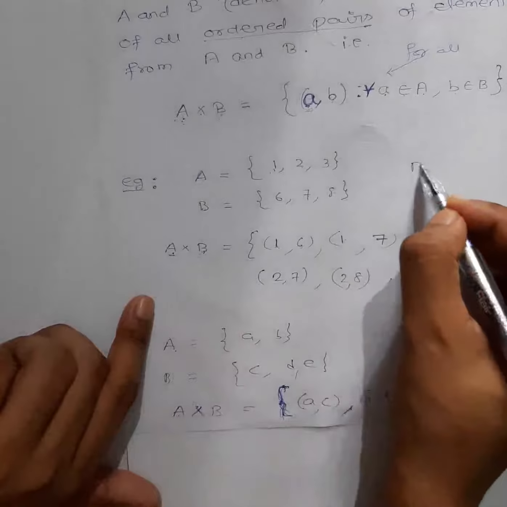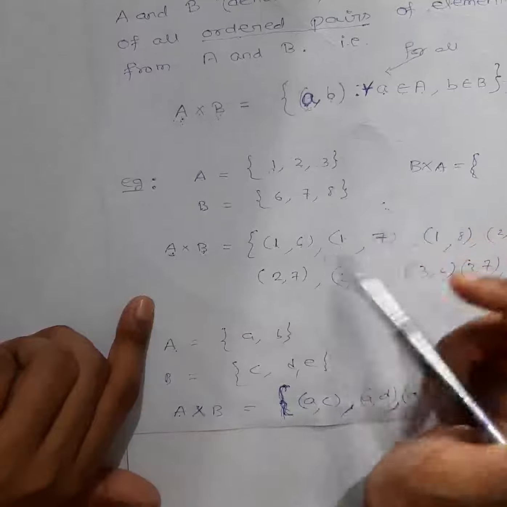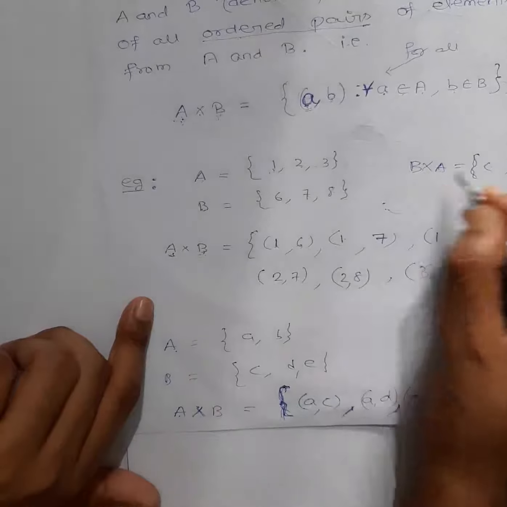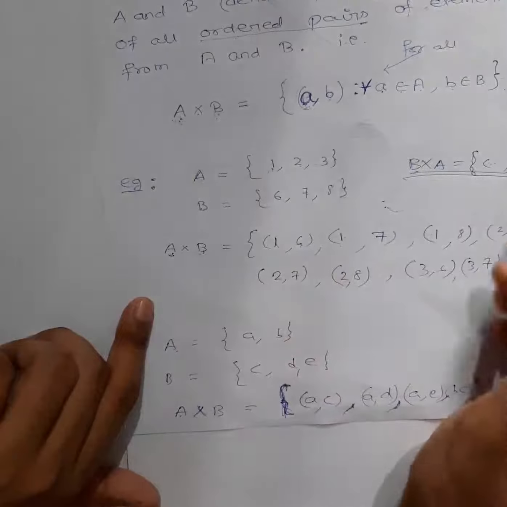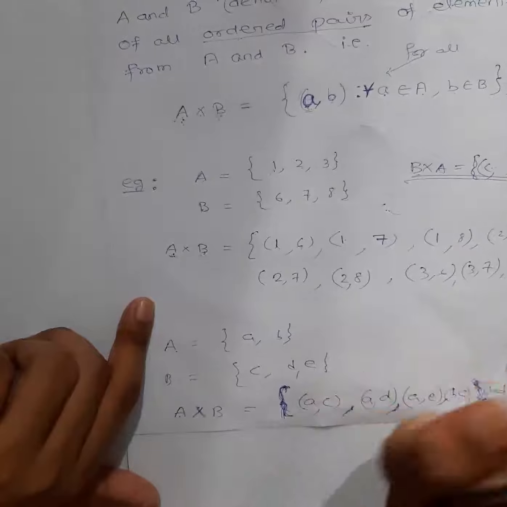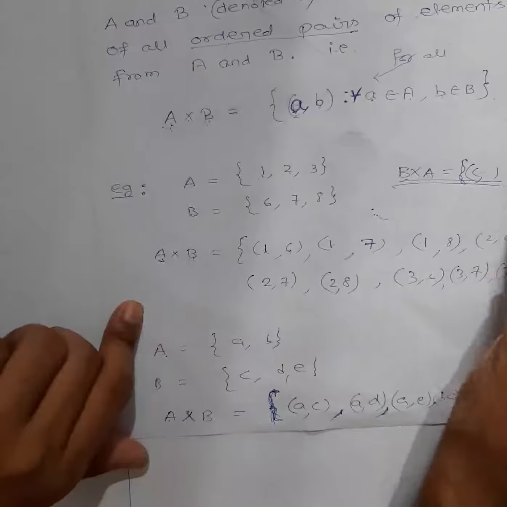If I ask you to find B cross A, you can easily find it now. B cross A means what? You have to make all possible ordered pairs in which the first element you take from B and the second element from A. Try to make this set yourself, and see if you can write down the elements or not. If you can, it means you have understood. If you cannot, let me know where you have problems, okay?